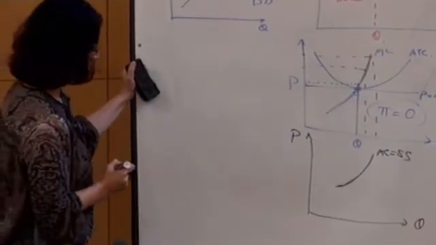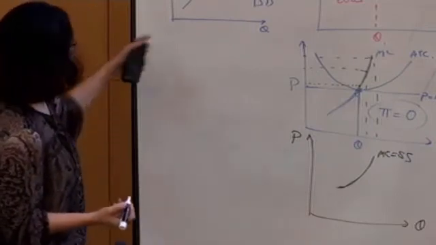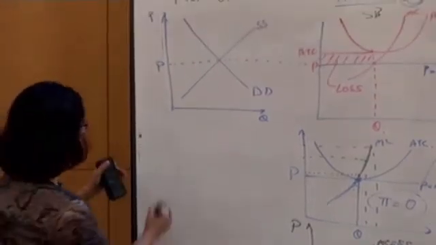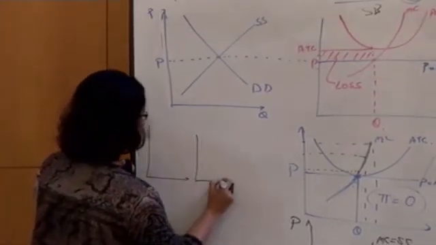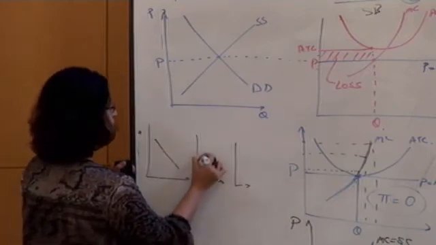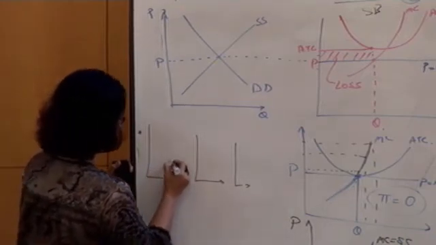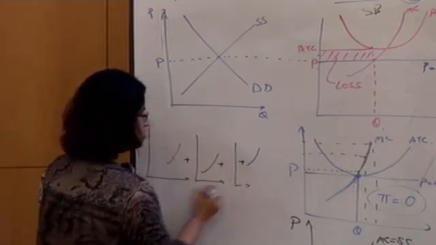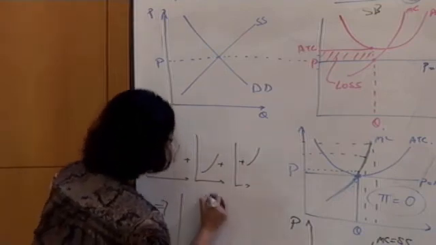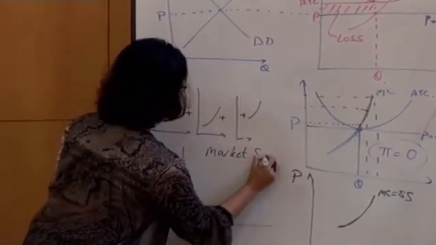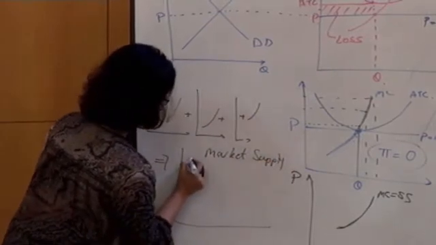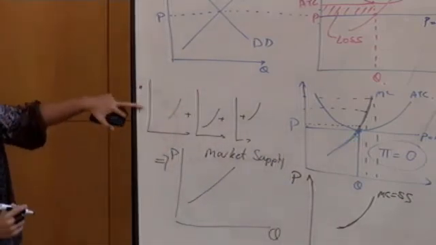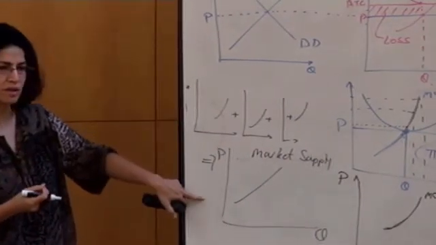Now, what's the market supply function? This is the market supply function. How do you calculate the market supply function? Well, it's exactly what we did for the demand function. We have individual supply functions. Horizontal summation of all the individual supply functions will give you the market supply function.